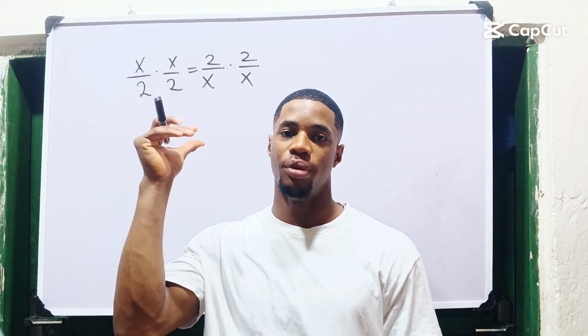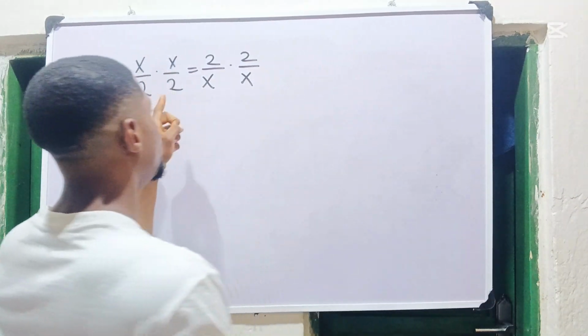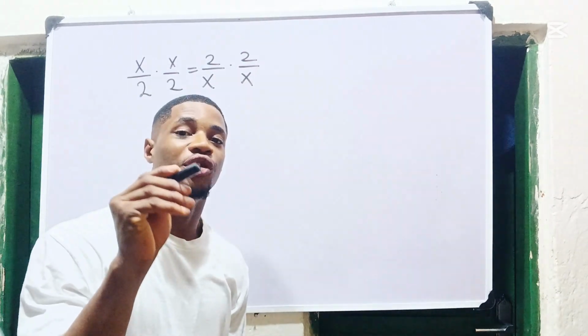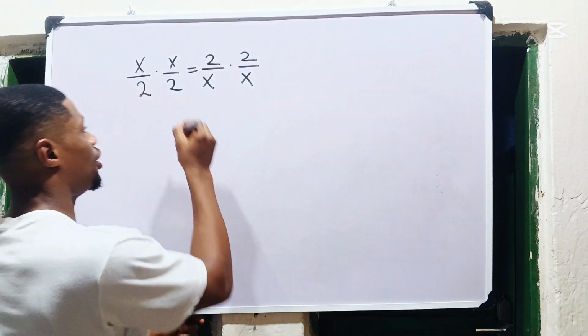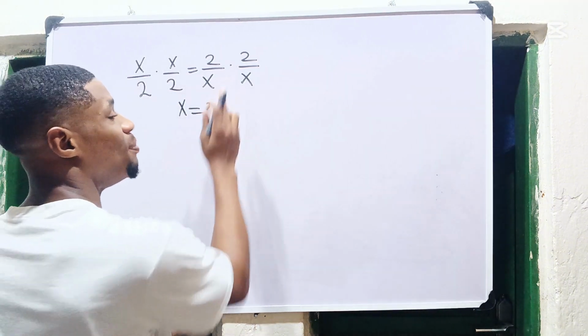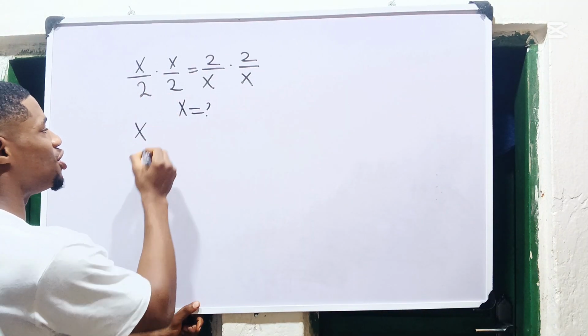Let's solve this question on the board together, okay? It says x over 2 dot x over 2 is equal to 2 over x dot 2 over x. We're going to solve for the value or values of x. This dot here simply means multiplication. So we are having x over 2 times x over 2, which is what?